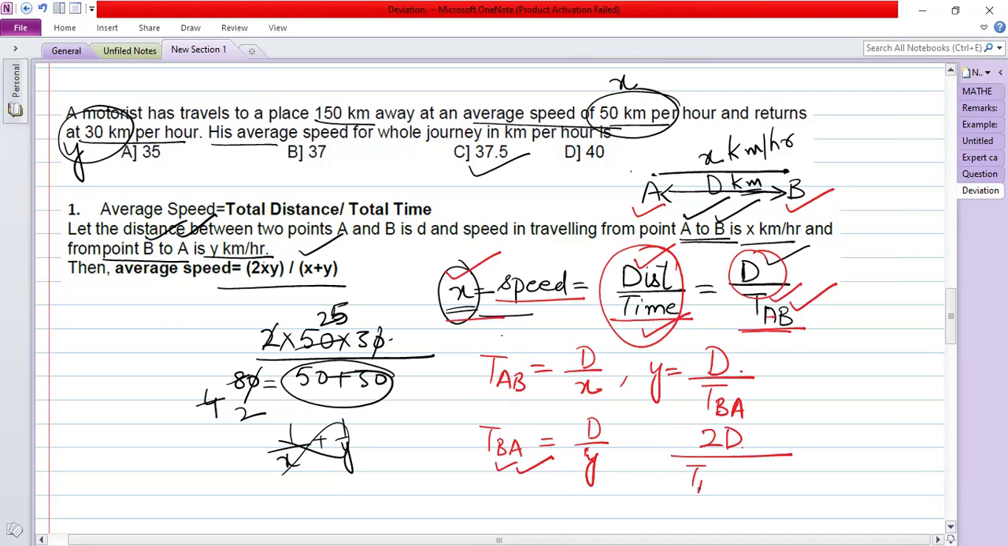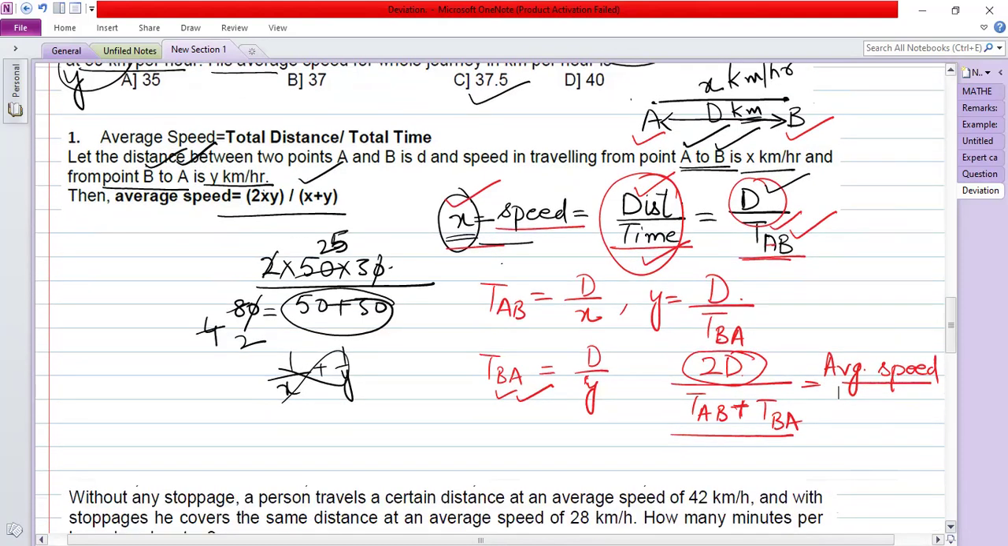And what is the total time taken? It is TAB plus TBA. Okay, so this is the total distance covered and this is the total time. Obviously, this will give us the average speed for the whole journey. Now we have to merely plug in the values of this TAB and TBA.